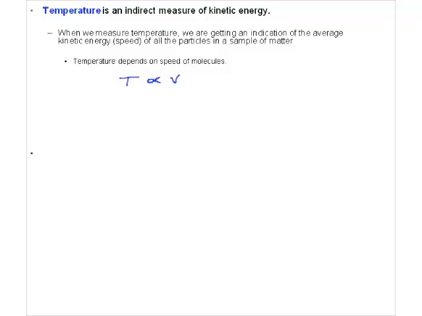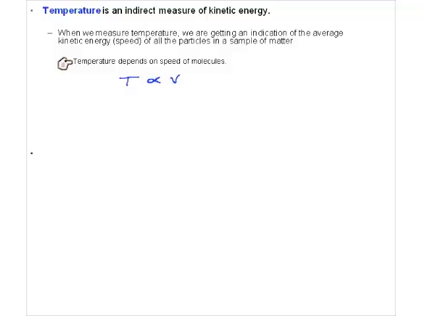So temperature then is going to be an indirect measure of the kinetic energy. The more kinetic energy we have, the speed of the particles, we're going to say the more that alcohol is going to expand. The faster those alcohol molecules in that thermometer get, the more they're going to expand, the more they're going to move up. The more they've expanded means they're moving faster.